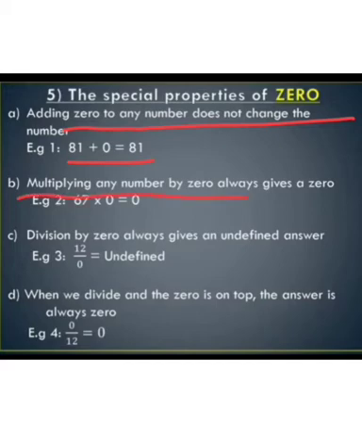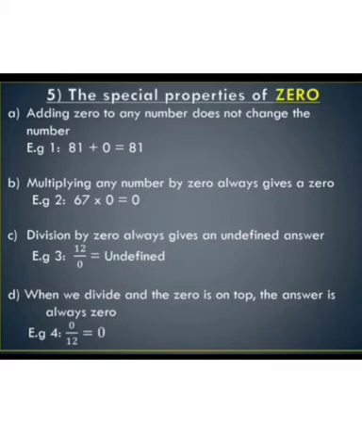Multiplying any number by 0 always gives a 0. For example, 67 multiplied by 0 is equal to 0. Division by 0 always gives an undefined answer. If we divide 12 by 0, we get an undefined number.